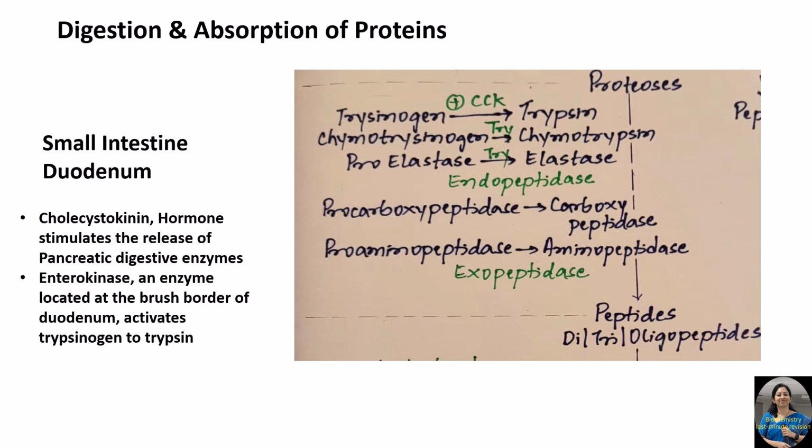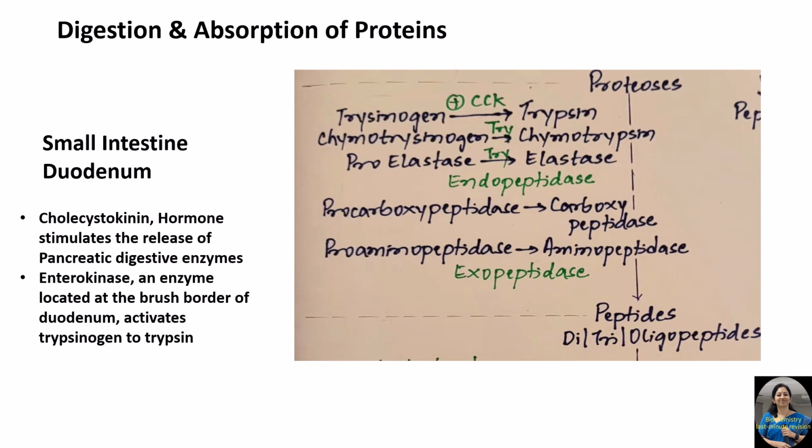Now, trypsin in turn converts all other inactive enzymes to their active form. For example, chymotrypsinogen gets converted to chymotrypsin, and proelastase gets converted to elastase. Trypsin, chymotrypsin, and elastase are endopeptidases, the enzymes acting at the center part of the protein molecule, whereas procarboxypeptidase and proaminopeptidase, which get converted to carboxypeptidase and aminopeptidase, are exopeptidases acting at the extreme amino terminal end or the carboxy terminal end of the protein.